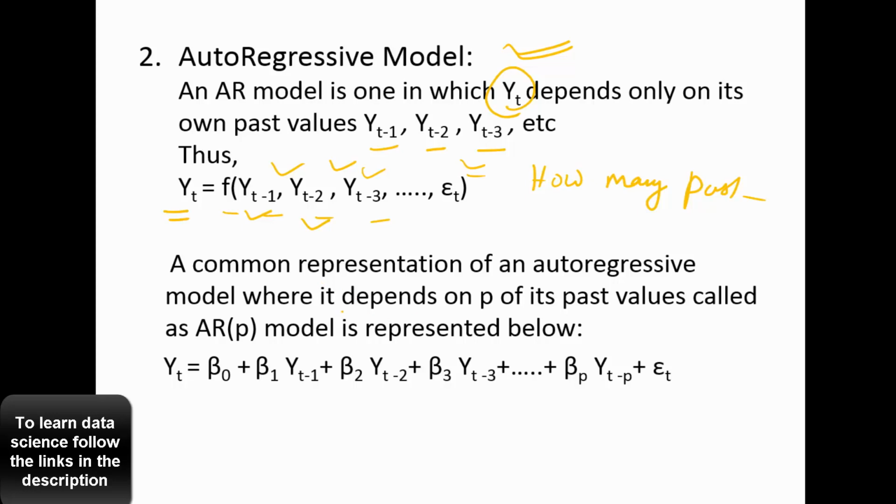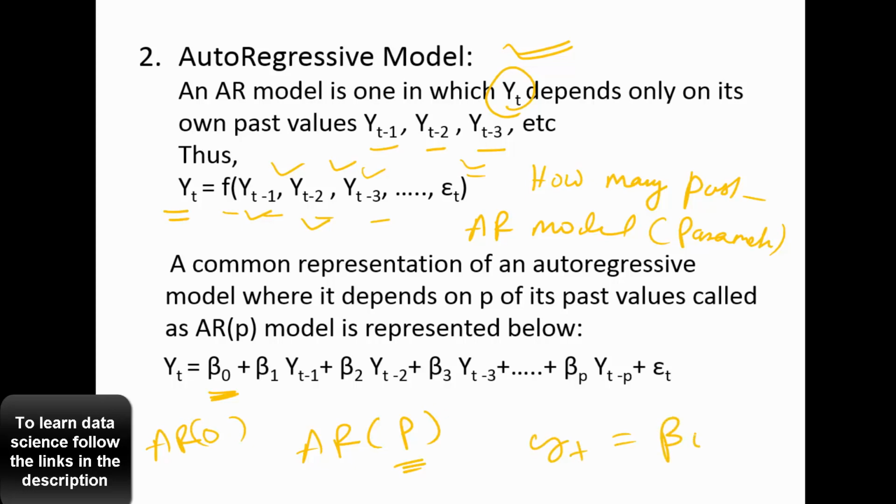The common representation of the model, we call it the autoregressive model. The autoregressive or AR model is always with a parameter. So when we say AR(p) model, that means there are p parameters. If you have only this one and all the other terms are 0, then this is an AR(0) model. The AR(0) model is yt equal to beta naught, no y, right? If you have only yt minus 1, then this is an AR(1) model.